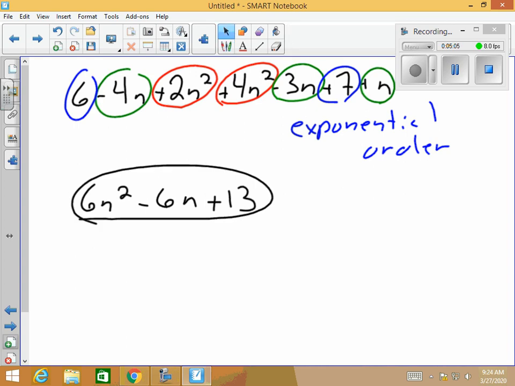So if we're in letters of the alphabet, we go in alphabetical order. If we're in just one single letter, we have to pay attention to our exponents and go in exponential order.